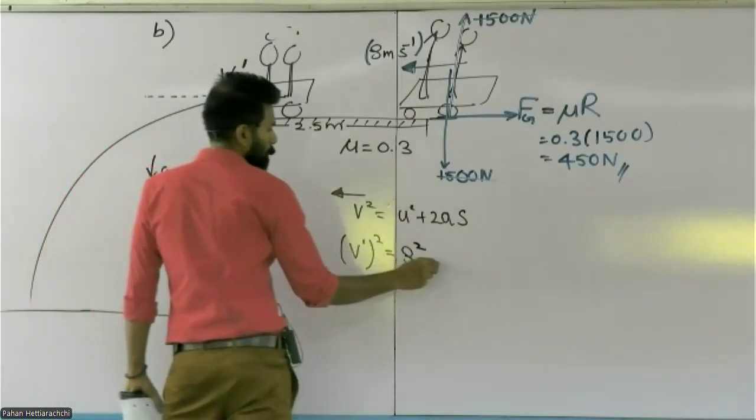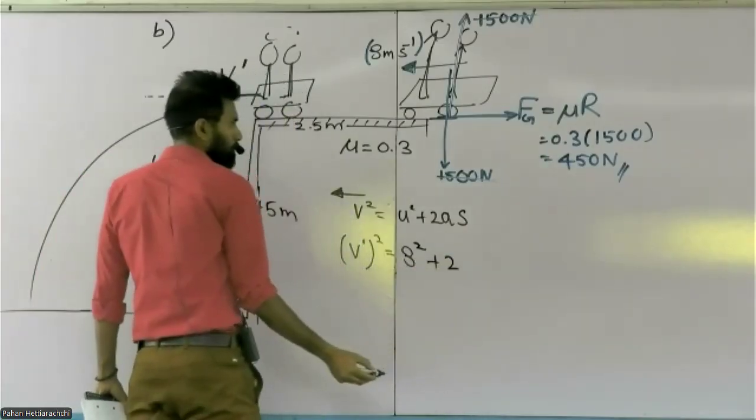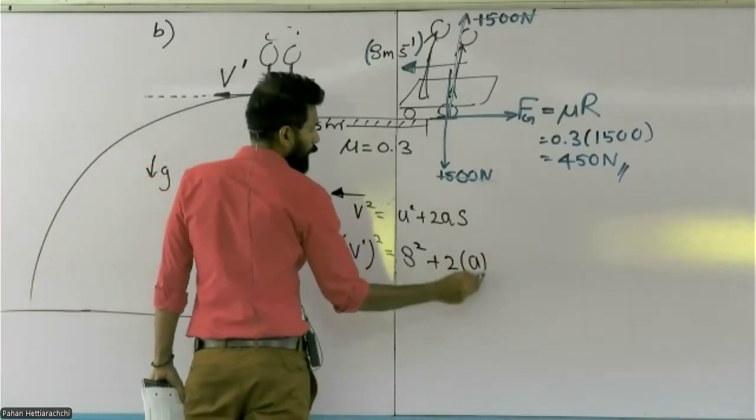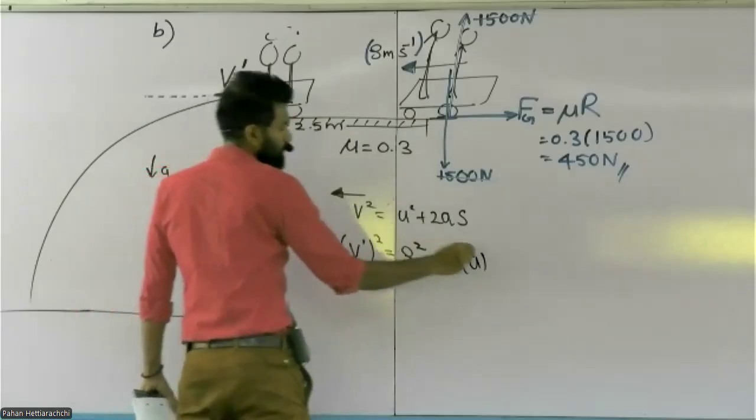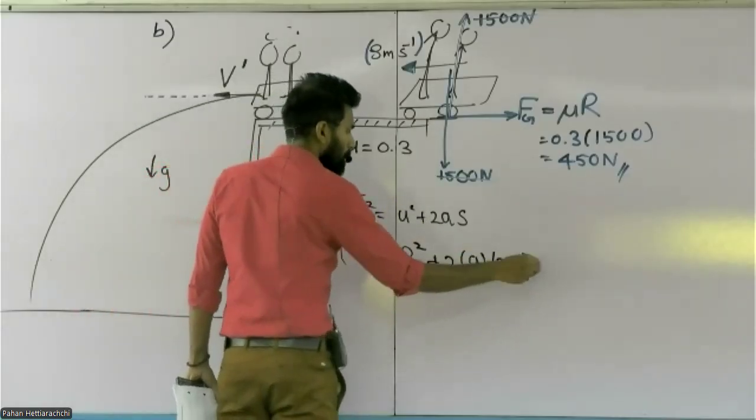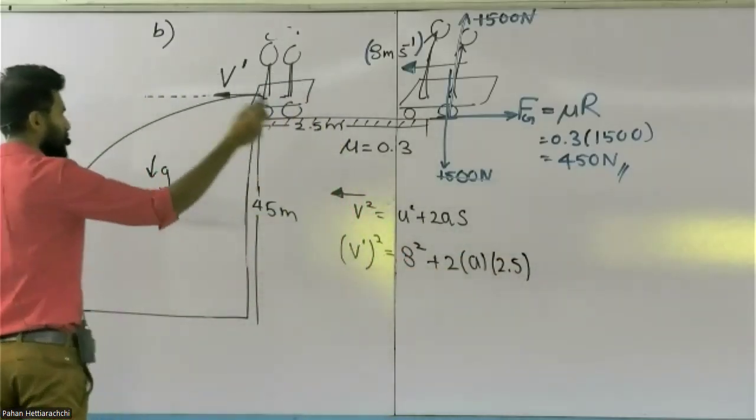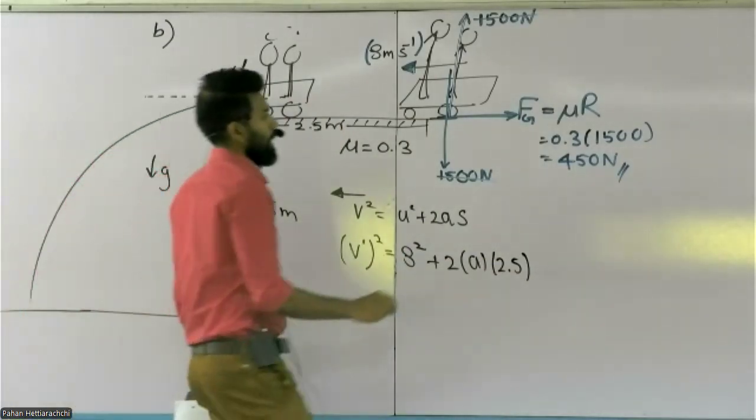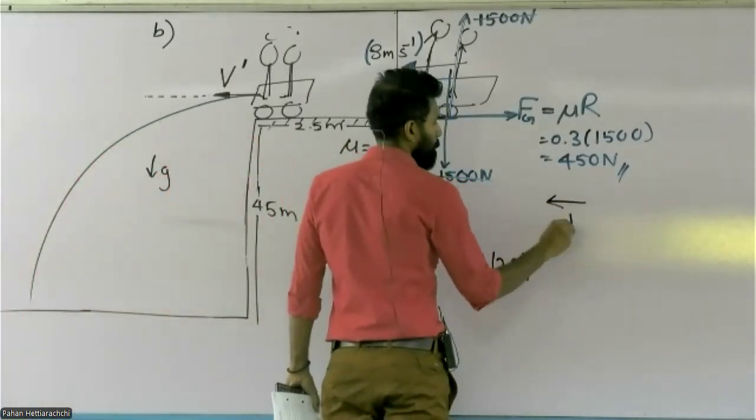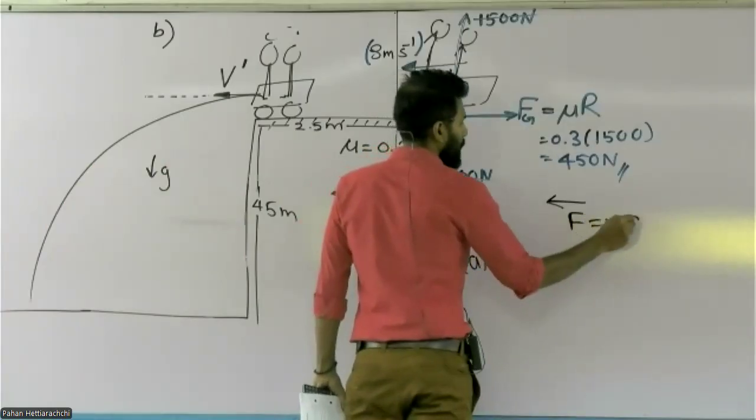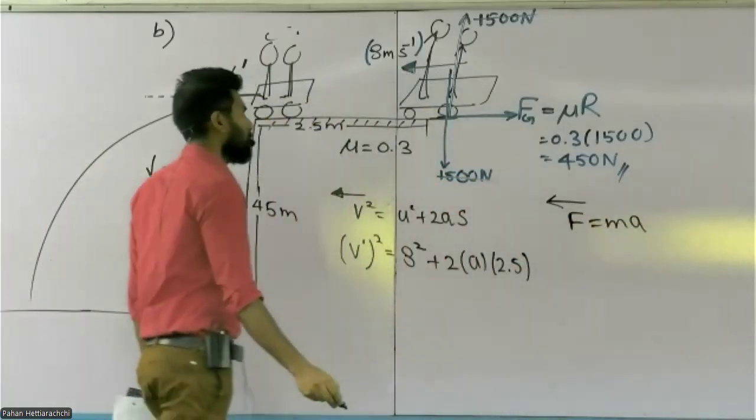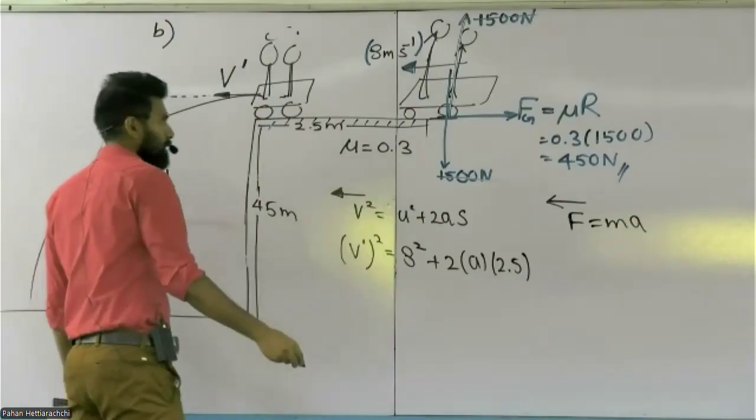V squared equals u squared plus 2as. They have to move 2.5 meters before coming to the edge. So we need to find the acceleration to the left side. Applied F equals ma to the left side. Vertical forces are neglected; I am on the horizontal.